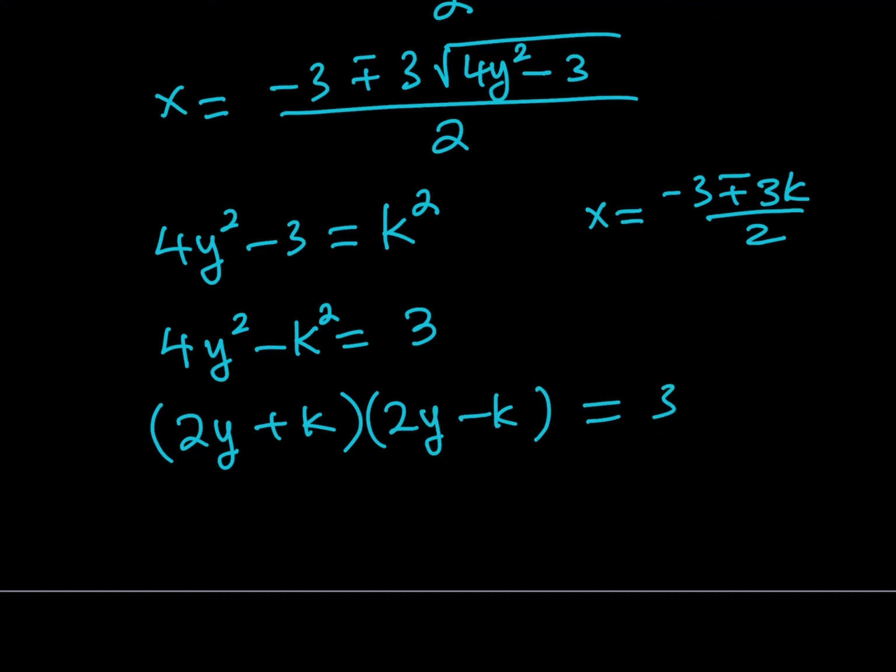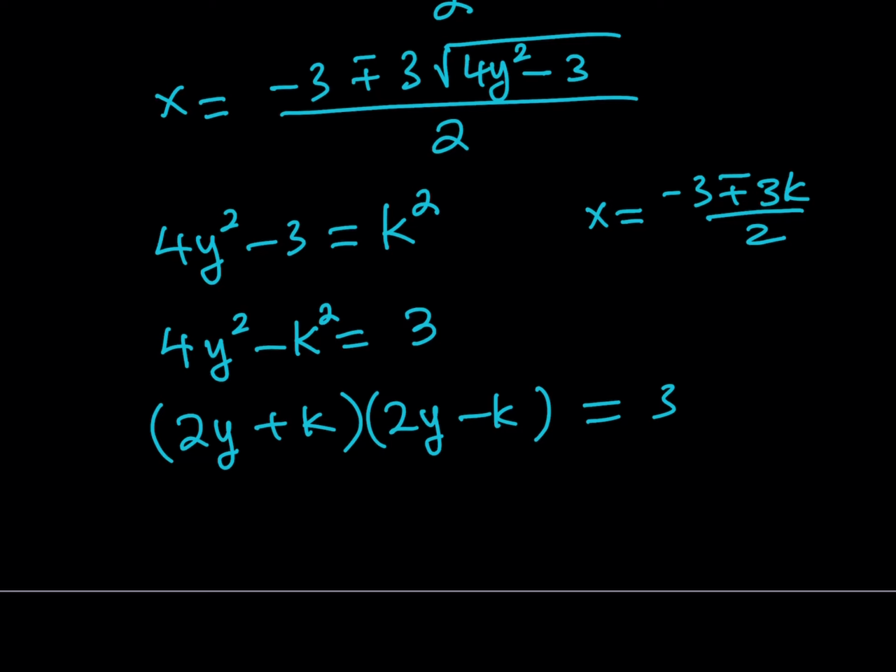Beautiful. Now, why is this beautiful? Because, first of all, notice that y is an integer and k needs to be an integer as well, because if it's not, then we're going to run into some problems, y not being an integer. So k is an integer, y is an integer, and we're multiplying two integers because 2y plus k and 2y minus k are also integers.